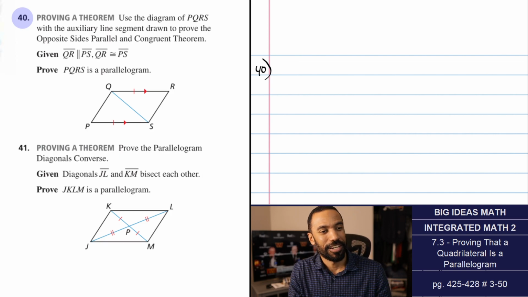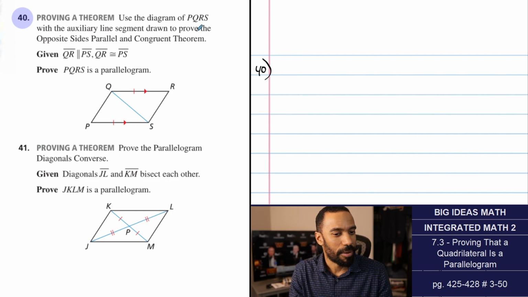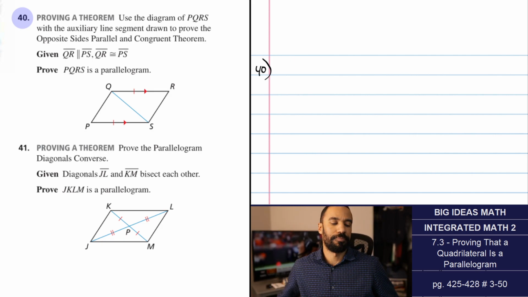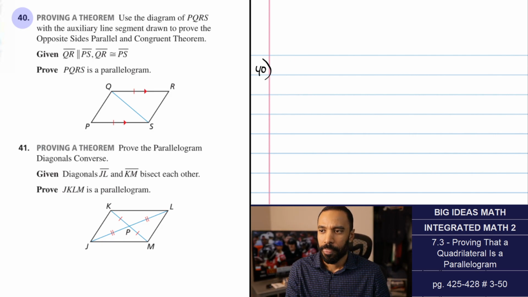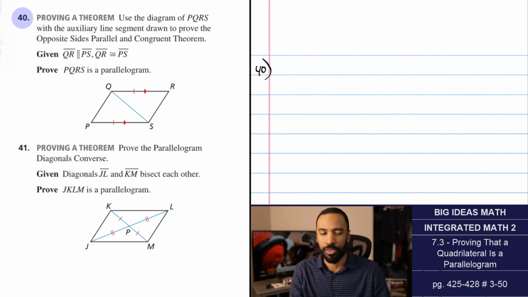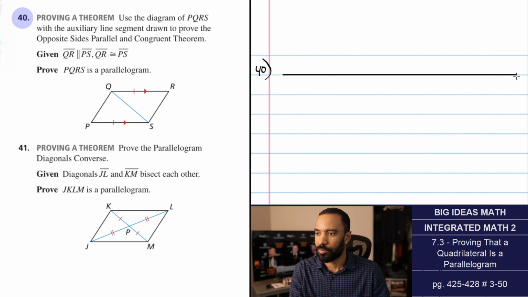How do you see it? All right, proving a theorem. Use a diagram of PQRS with the auxiliary line segment drawn to prove the opposite sides parallel and congruent theorem. So this one's already kind of drawn for you. Okay, so this is that other theorem there. I'll leave the drawing over there. Let's go statements and reasons straight up.